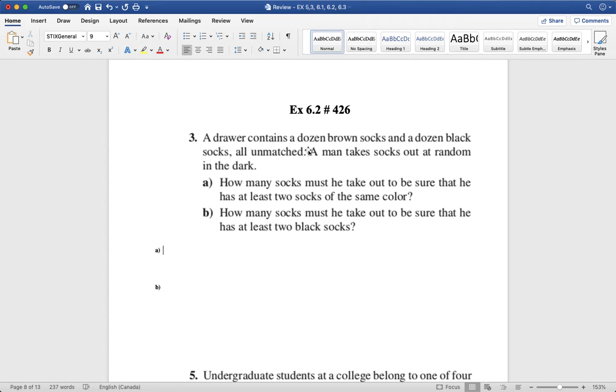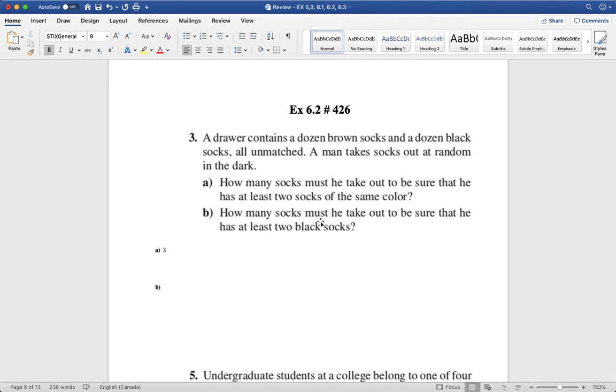Right, so he has a dozen brown socks and a dozen black socks, right? So in total he has 12 plus 12, 24. And he basically has to make sure that he takes out at least 2 socks of the same color. So that will be after 3 tries that he will be able to find at least 2 socks of the same color.